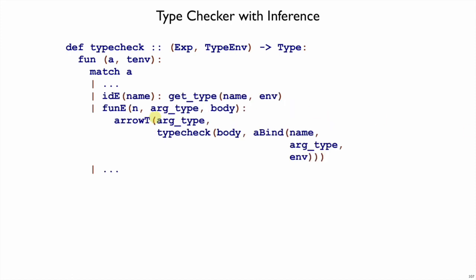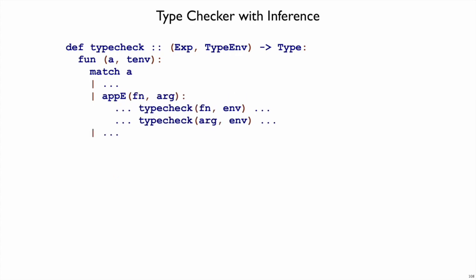In the case of idE or funE, again, it turns out we didn't have any equivalences, so those can be the same as before, just calling getType for an ID or forming an arrow type in the case of funE.